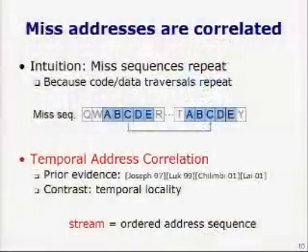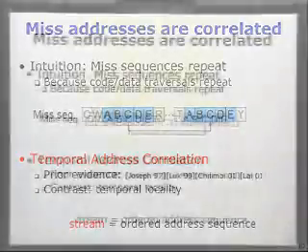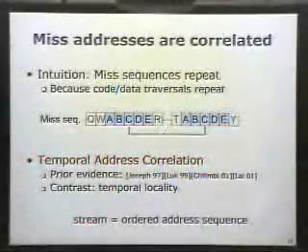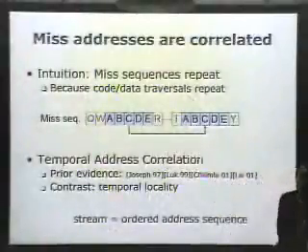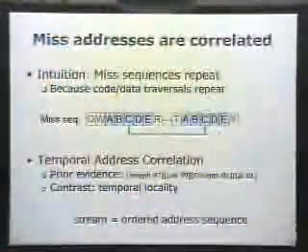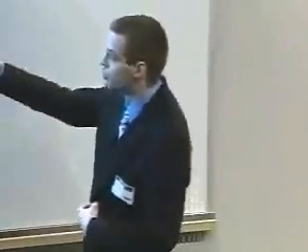So let's begin with the most important observation that really is underlying this whole idea of temporal memory streaming, and that is this: miss sequences repeat. Okay? So why should we believe that miss sequences repeat? Well, it's because code and data structure traversals repeat. So if at some point in program execution we see a traversal over a data structure and we see misses to A, B, C, D, E, and so on, if later in the execution we see an access to location A, it's very likely that that access will be followed by the remainder of that traversal, B, C, D, E, and so on.